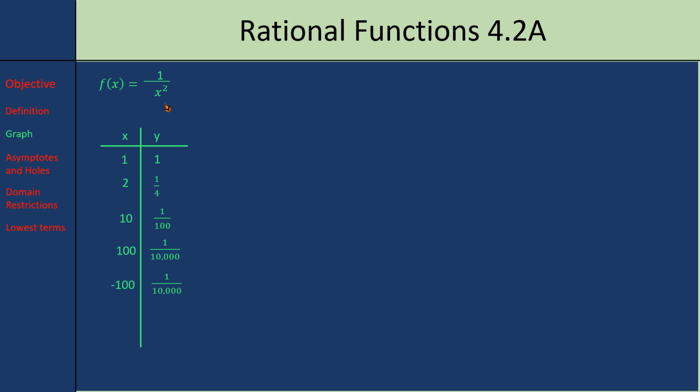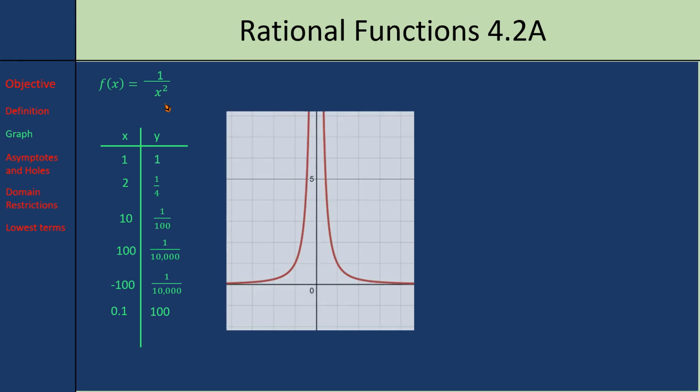Now, if I pick something really small for x, like 0.01, 0.01 squared is going to be 0.0001, and 1 over that is 10,000, because 1 over something really small is something really big. So when x is really small, y gets really big. Okay, so the graph ends up looking like this.